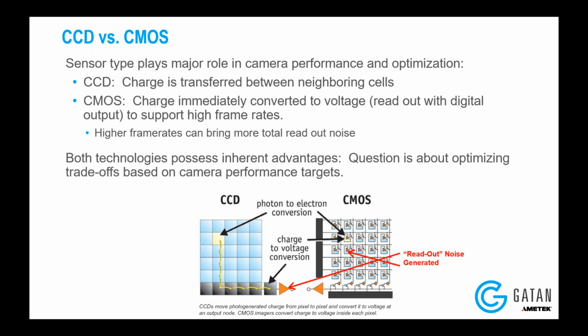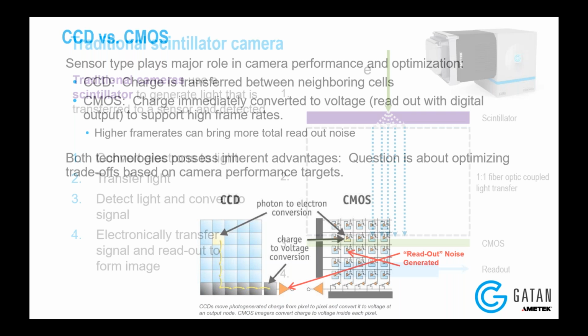CMOS sensors are much faster. CCD sensors maybe have less total readout noise that is introduced into the image. And the idea is about optimizing trade-offs between the different cameras to hit different performances. And nowadays, I think most of the scintillator cameras that are available on the market are CMOS-based designs, which have been chosen to really take advantage of a high frame rate camera for recording video or allowing more advanced data processing compared to what's possible with a CCD camera.